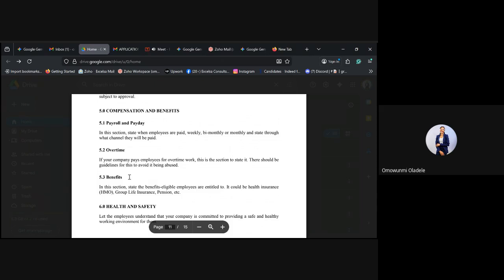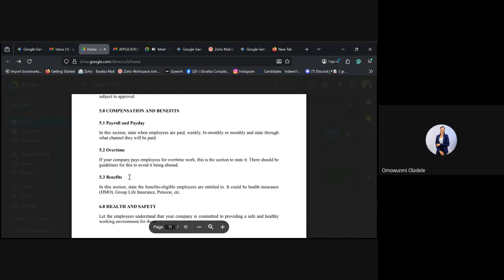Banks typically make payments from the 20th, 22nd, 24th, 25th of every month. In some organizations, the mode of payment can be every last Friday of the month. Some organizations might pay on the 25th of every month, or on the 26th of every month. So it differs. Overtime: if your company is doing overtime payments, you also need to state that.